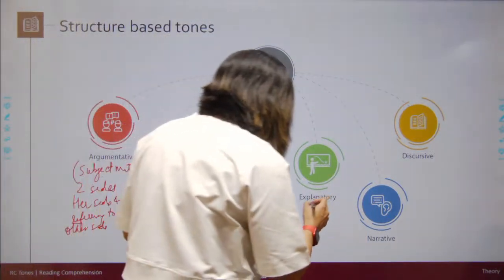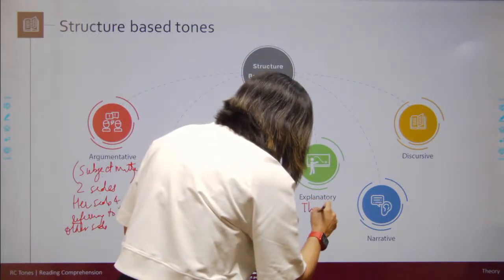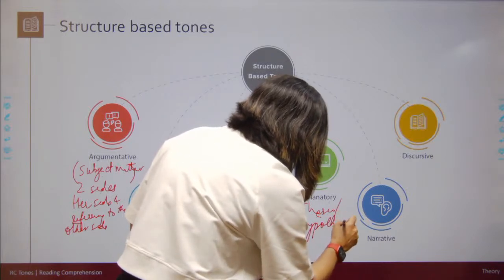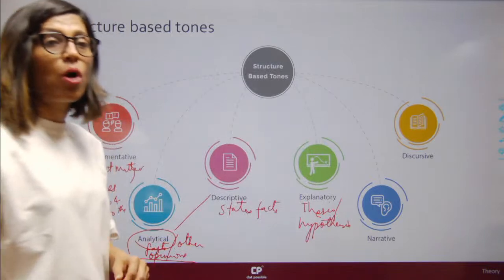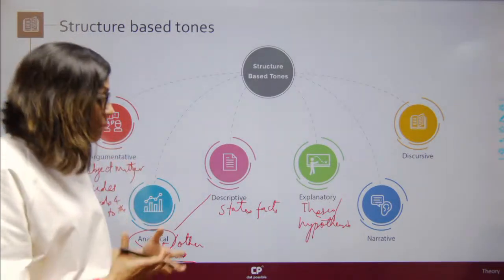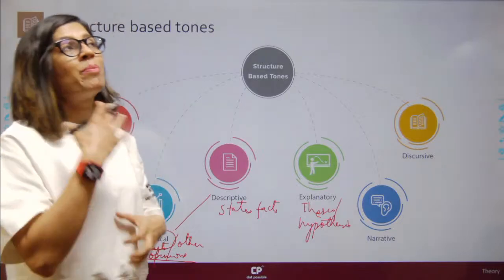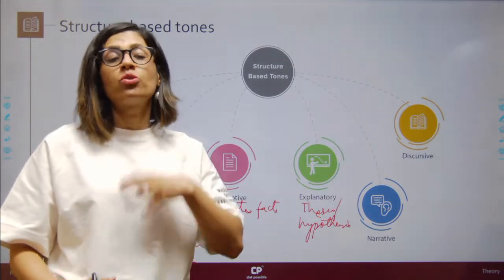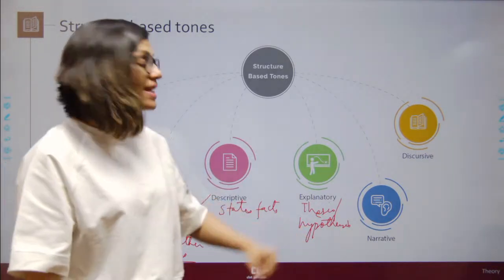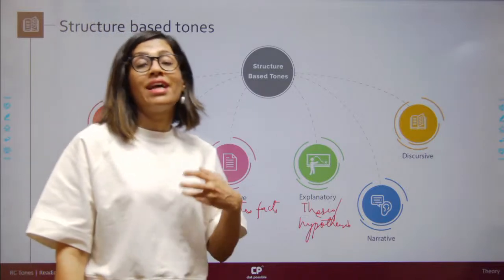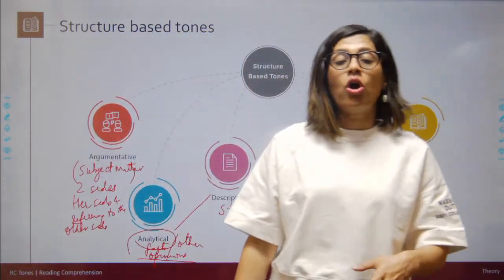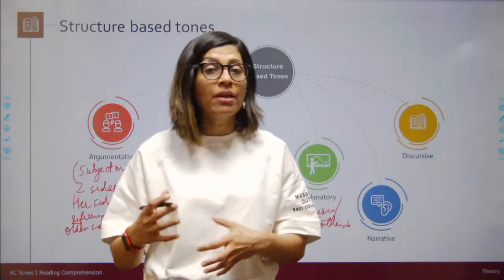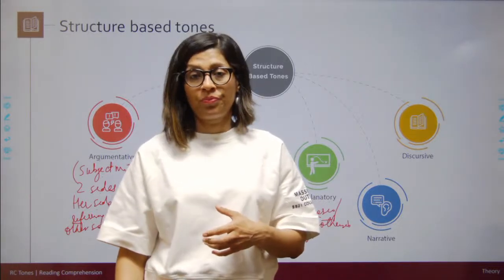Explanatory means that the author gives a thesis or a hypothesis of a phenomenon. Probably the author has a theory on something and the author is trying to sell us that theory. Then that tone is explanatory. Maybe the author has a theory on demonetization, or some theory on what is going to happen in Russia and Ukraine. That is then explanatory.